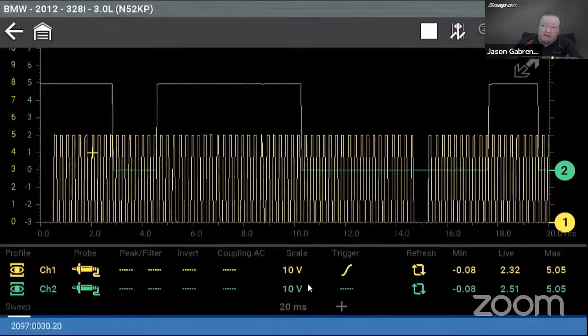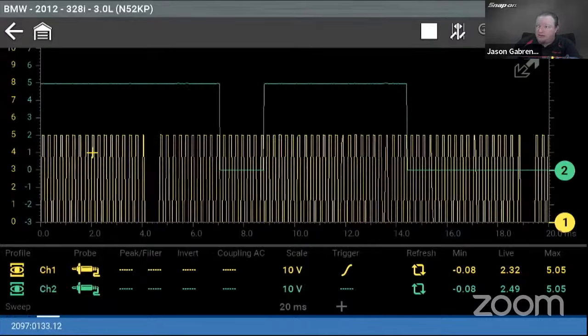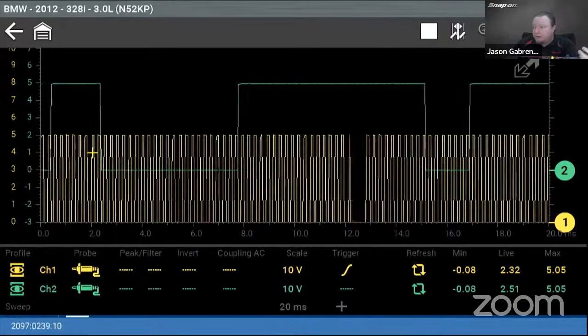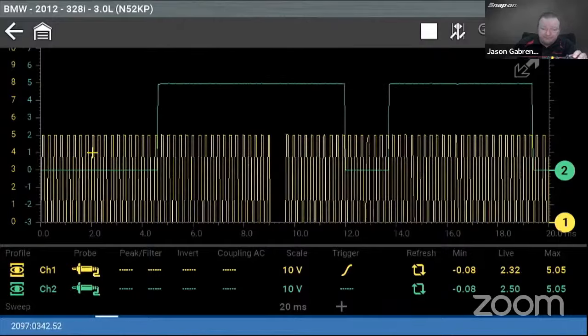So that's adding the channels. Very easy, as I said. It's those 4 arrows on the top right. It blows it up and makes it real easy.